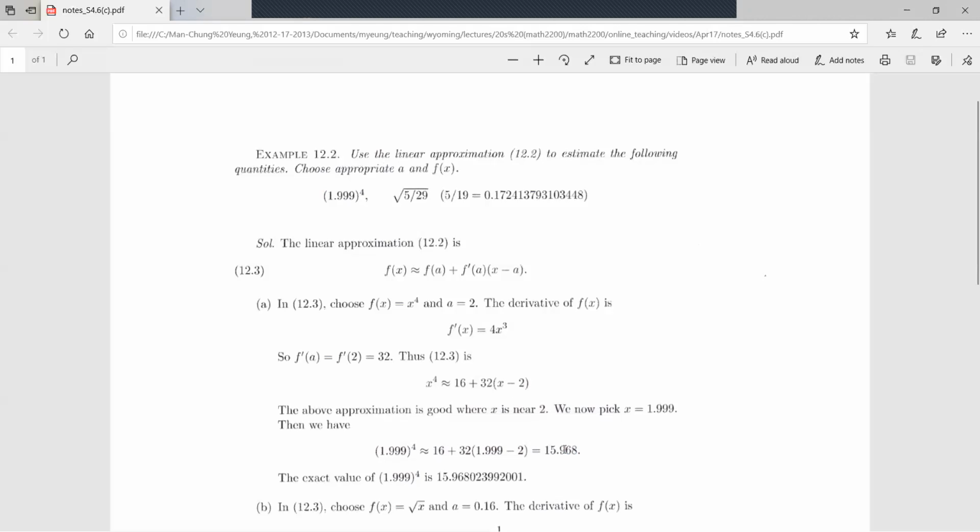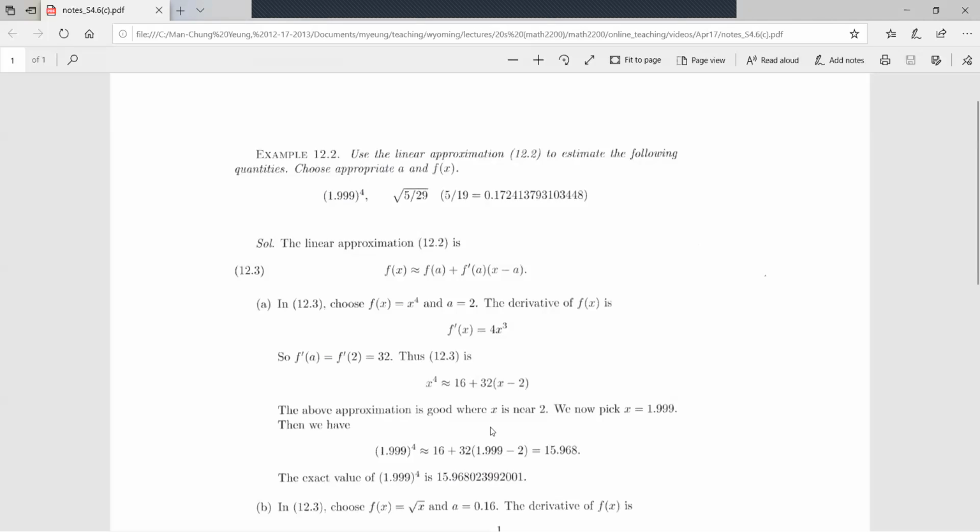How good is this estimate? Let me compute the exact value of this quantity by calculator. The exact value is this. Compare the approximation to the exact value. We see that they are very, very close. But this time, this estimate is an underestimate of the exact value, because the estimate is less than the exact value.